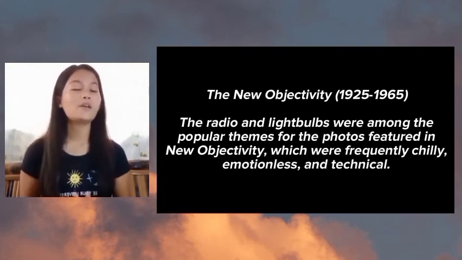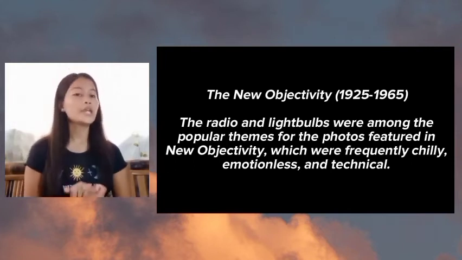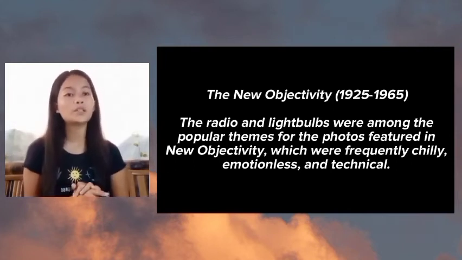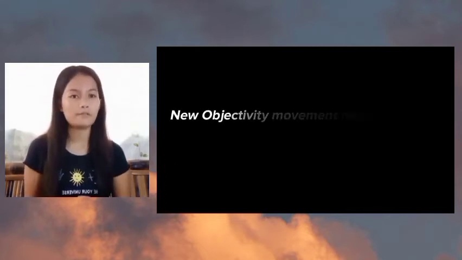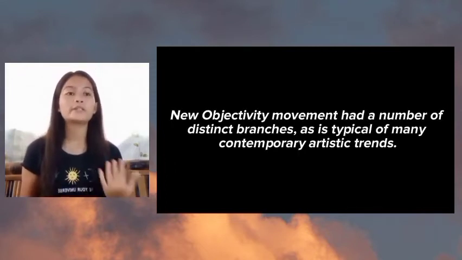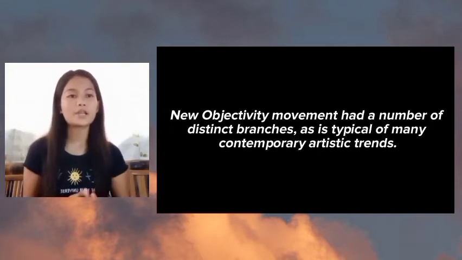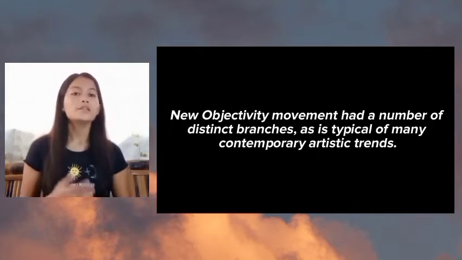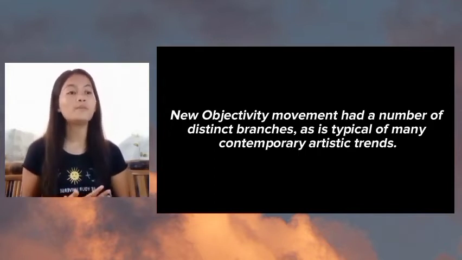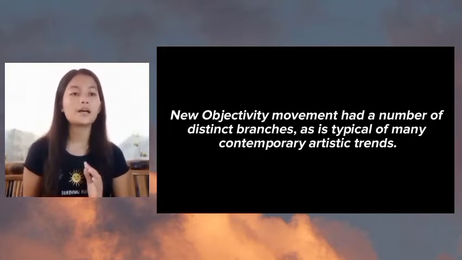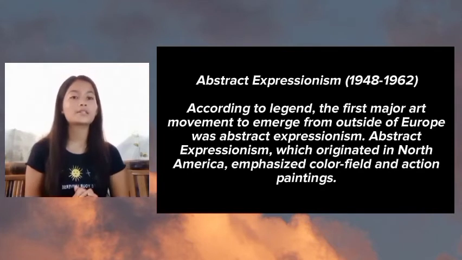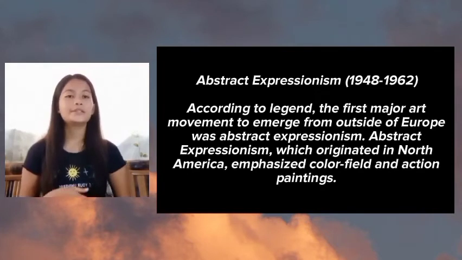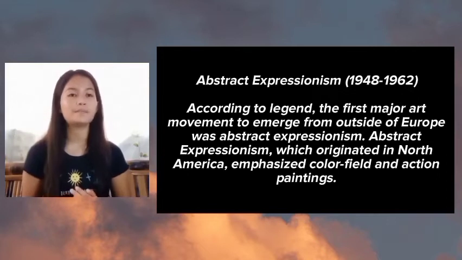The New Objectivity. Radio and light bulbs were among the popular themes for the photos featured in New Objectivity, which were frequently chilly, emotionless, and technical. The New Objectivity movement had a number of distinct branches, as is typical of many contemporary artistic trends.